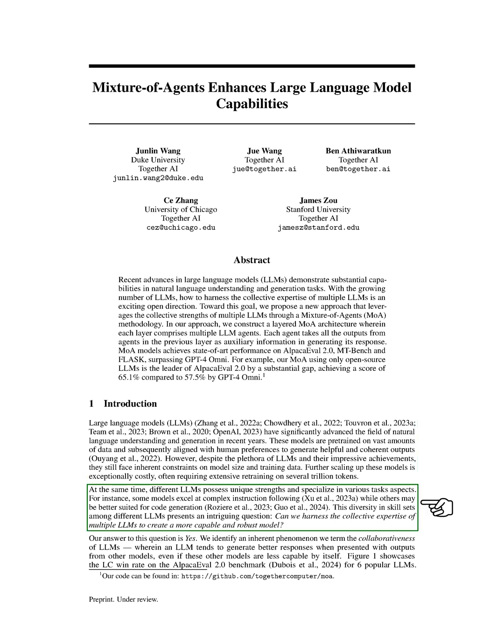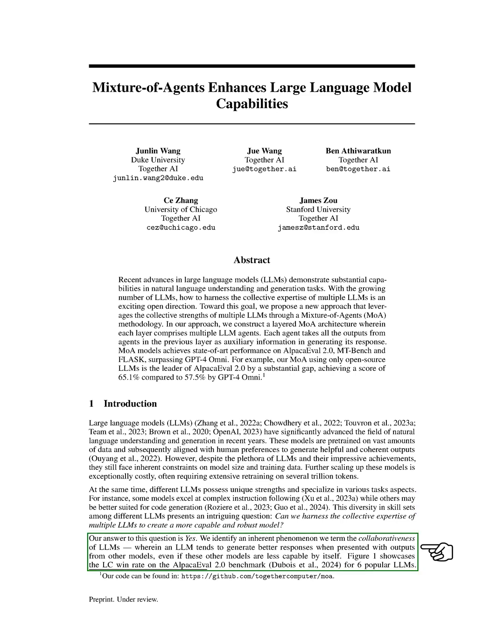This diversity raises an interesting question. Can we combine the expertise of multiple LLMs to create a more powerful model? Our answer is yes. We have identified a phenomenon called the collaborativeness of LLMs, where models perform better when they can refer to outputs from other models, even if those models are not as capable individually.